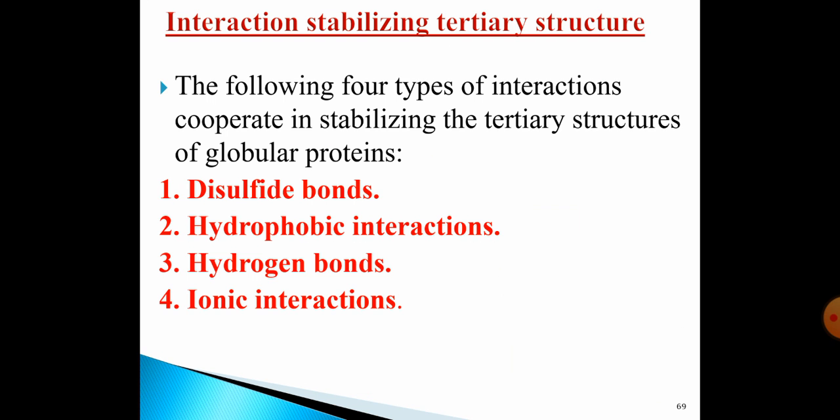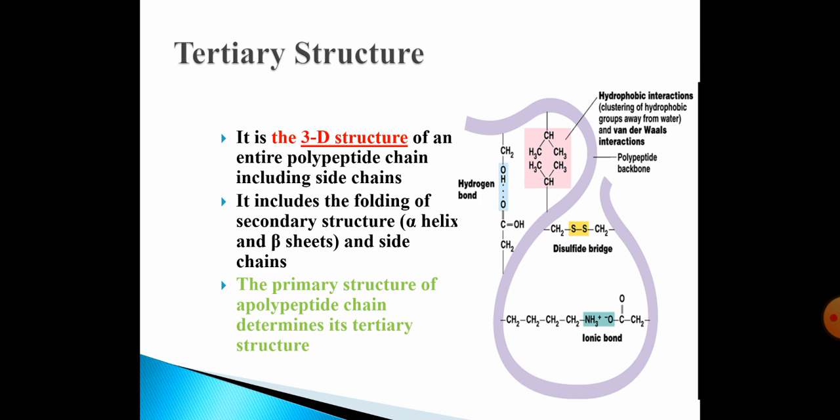The following four types of interaction stabilize the tertiary structure of globular proteins: disulfide bonds, which contain sulfur, hydrophobic interactions, hydrogen bonds, and ionic interactions. These bonds stabilize the tertiary structure. You should look at this. This is three-dimensional. All of these bonds make the three-dimensional units of the protein.